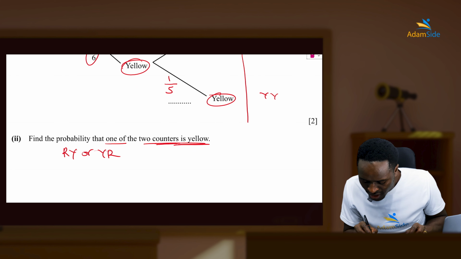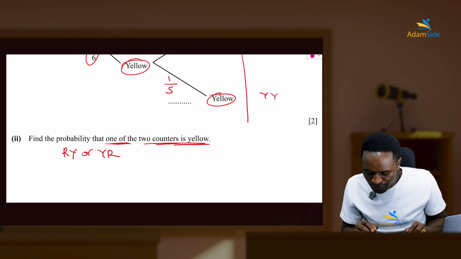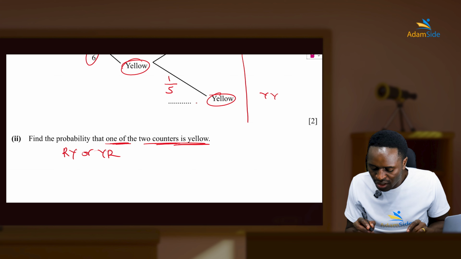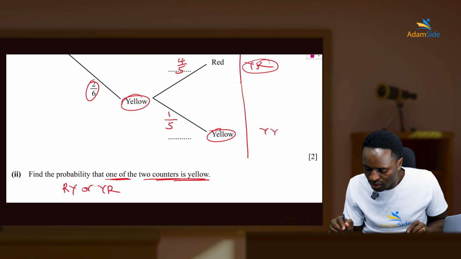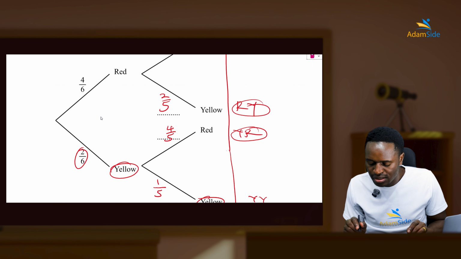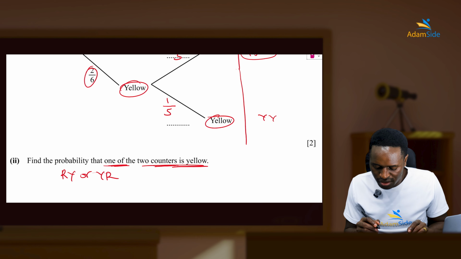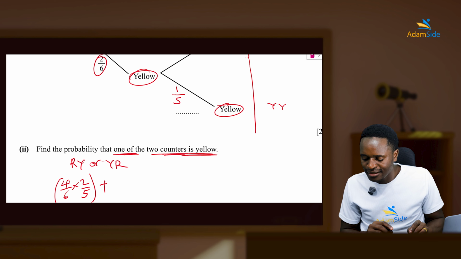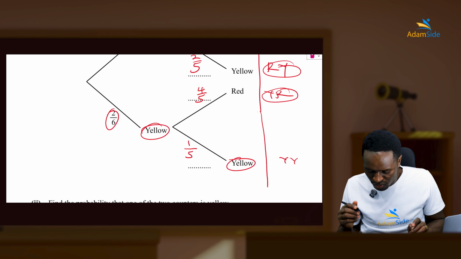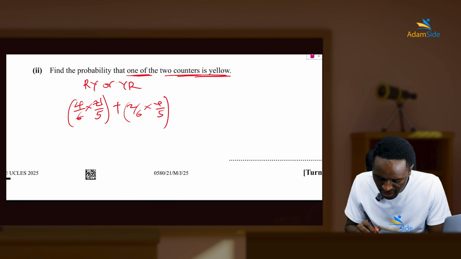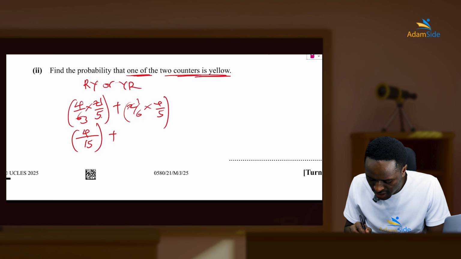Find the probability that one of the two counters is yellow, not yellow. So you do this one, red yellow. What's red yellow happening at the same time? So it is 4 out of 6 times 2 out of 5, plus yellow red, 2 out of 6 times 4 out of 5. So here when you do that, 2 here 1, here 3, so it's 4 out of 15 plus 2 here 1, here 3, so 4 out of 15.